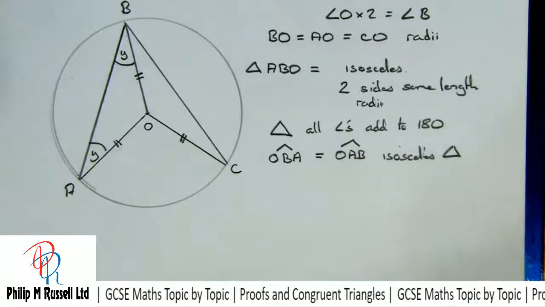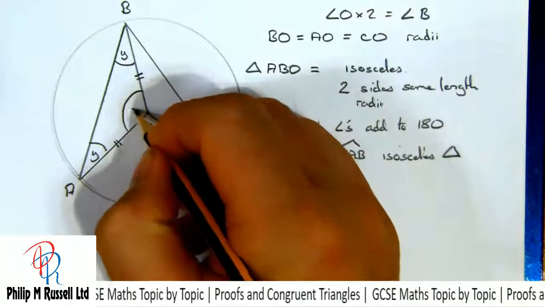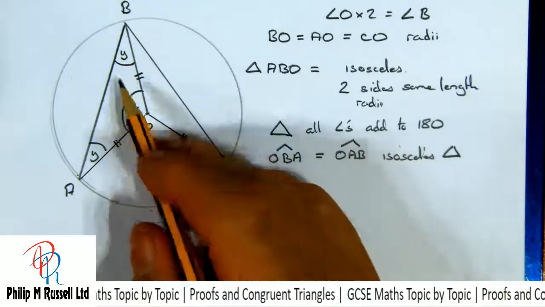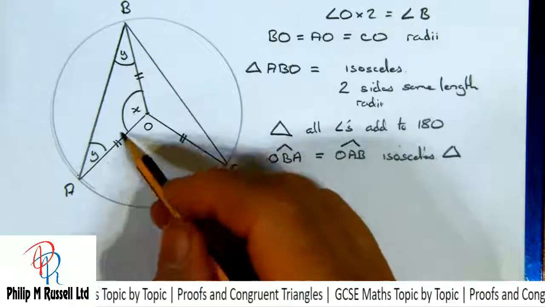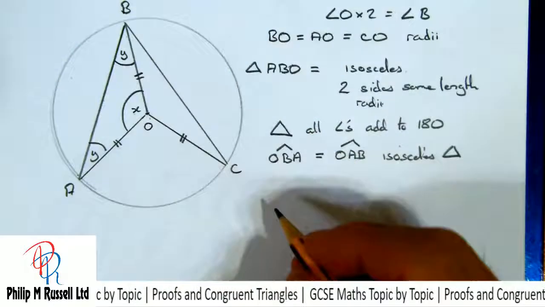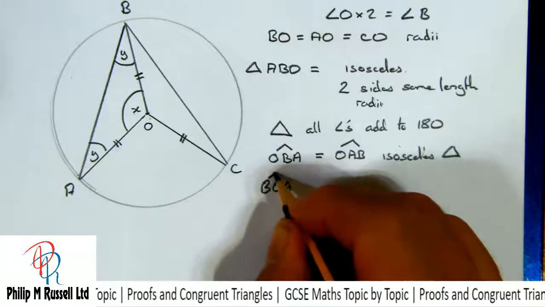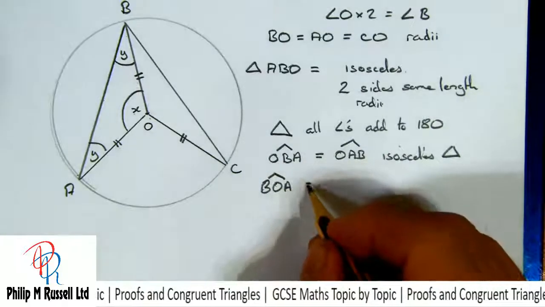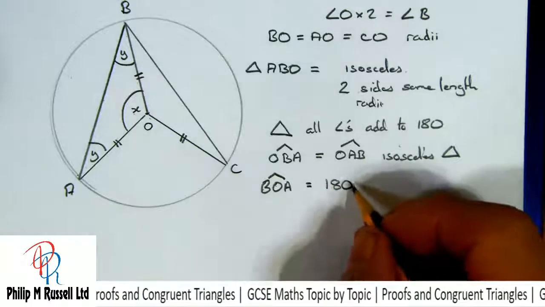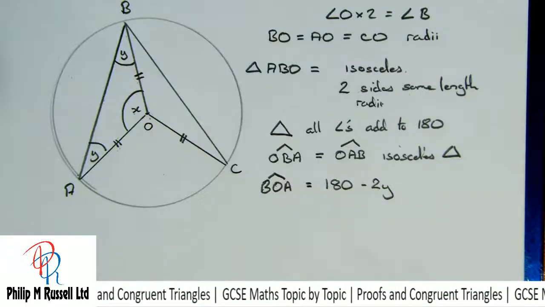Now, what can we say? Well, let's take this angle and we're going to call this one Y. Now this angle Y I know is part of an isosceles triangle, so my angle BOA is going to equal 180 degrees minus the 2y. Okay.